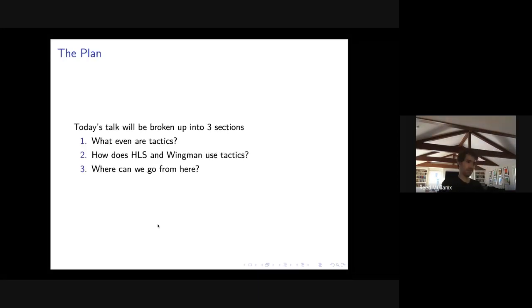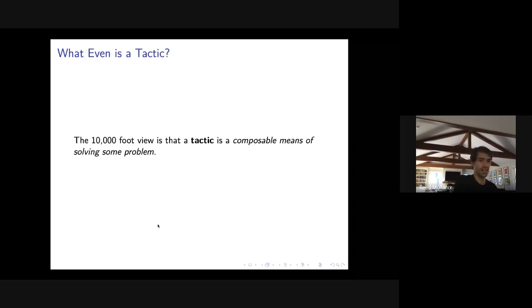So, to get a broad look at the plan here. First, if we want to talk about tactics, we need to know what even is a tactic. After that, we'll drill into how some of the stuff you just saw works under the hood, the implementation strategies there. And after that, I want to talk a little more broadly about where we can go from there, and some of the cool things we've been looking at recently. So what even is a tactic?